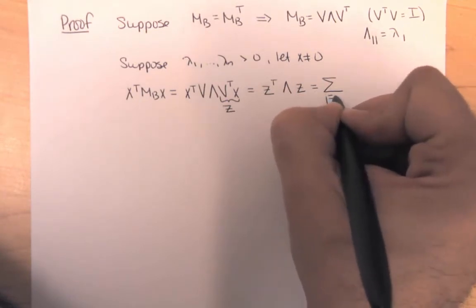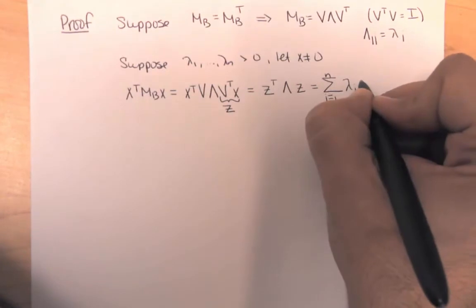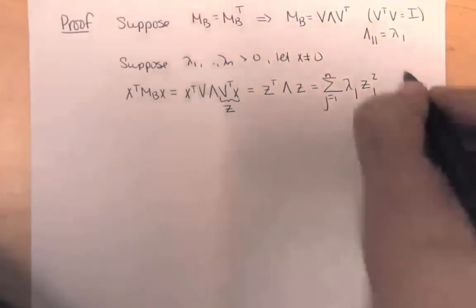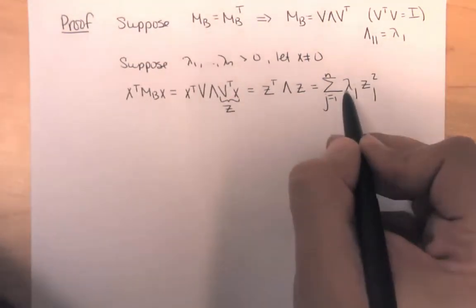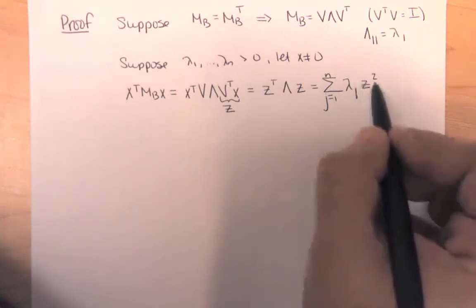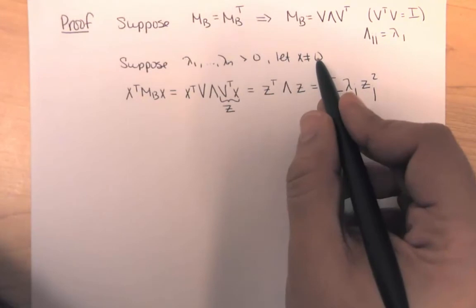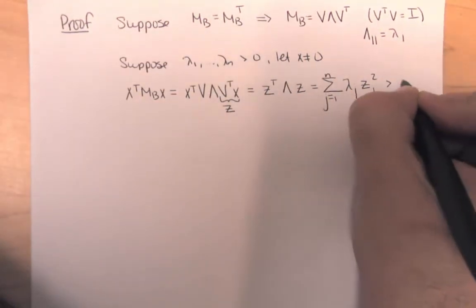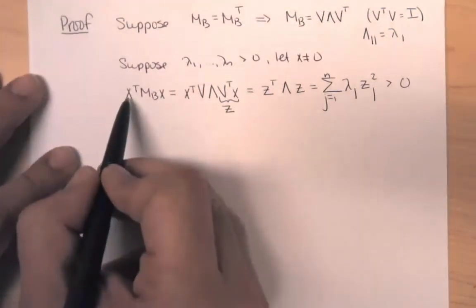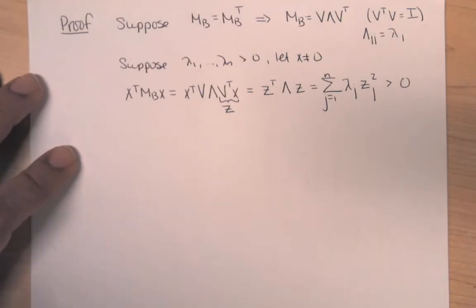this equals the sum of lambda_j Z_j squared. And of course, since the eigenvalues are positive, we assumed, Z_j squared is going to be, at least for one of the entries, positive, because X is not zero. This is strictly positive. And since X was an arbitrary non-zero vector, we've proved positive definiteness.